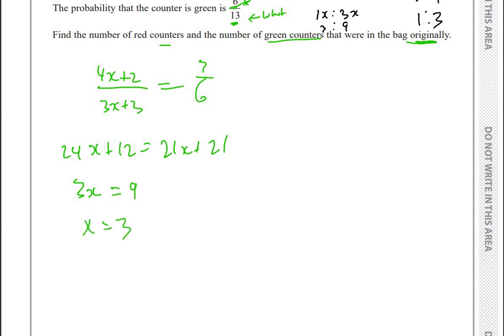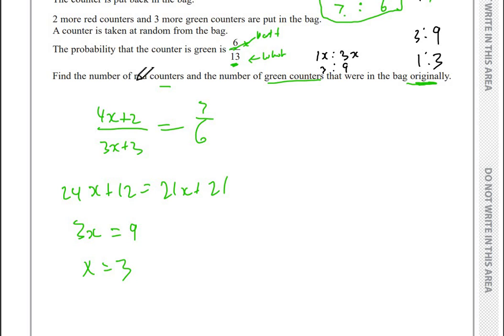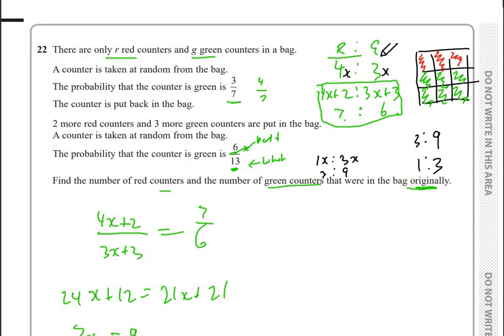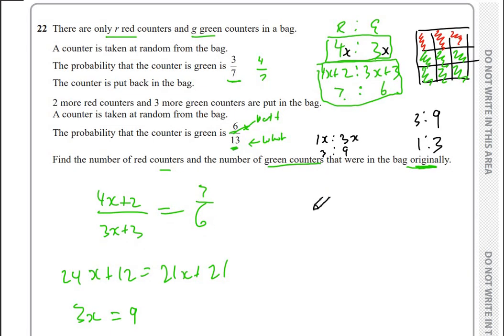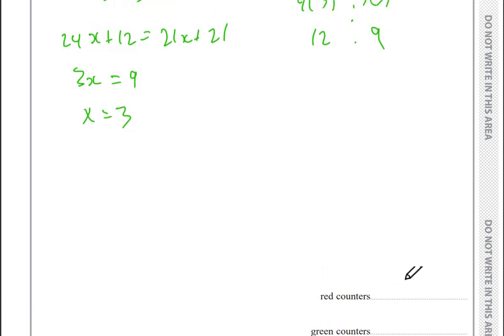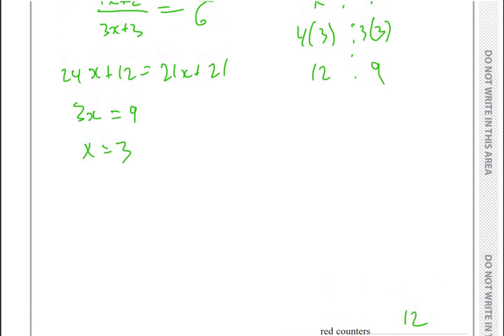So we want to find the number of red counters and the number of green counters that were originally in the bag. So this is our number of counters that are originally in. We found the value of x, so if we just plug that in, red and green, that gives us 4 times 3 and 3 times 3, which is 12 and 9. So we have 12 red and 9 green. Okay.